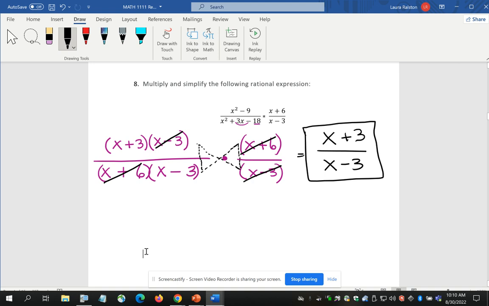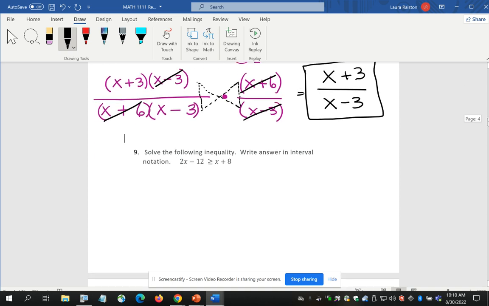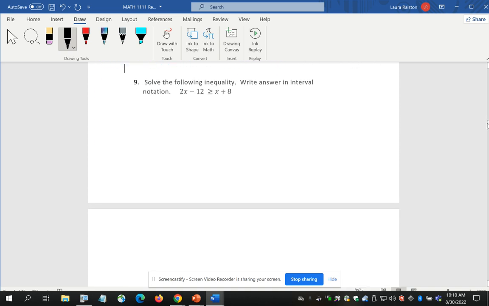And again, you may think, well, big deal, who cares? But guys, especially when you get on up into calculus, working with something like x plus 3 over x minus 3 is going to be a whole lot easier than trying to deal with x squared minus 9 over x squared plus 3x minus 18 times x plus 6 over x minus 3. Okay, so it's important that you think about that simplification. Again, it's a skill that you're going to need later on.